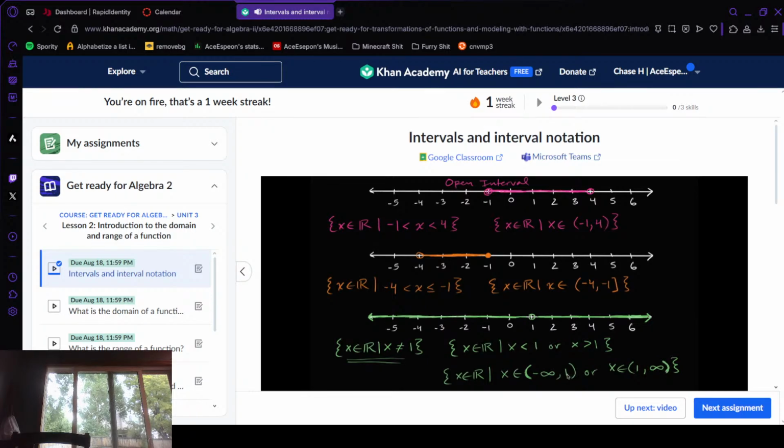And notice we're not including 1 either. So if x is a member of this interval or that interval, it essentially can be anything other than 1. But this would have been the simplest notation to describe that.